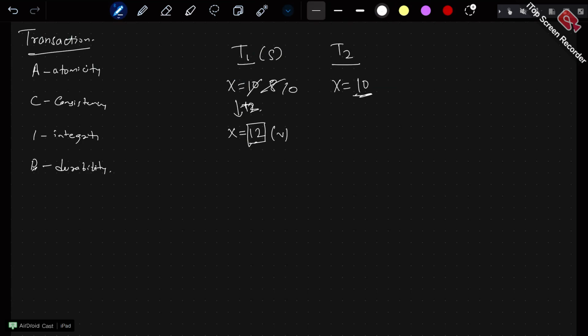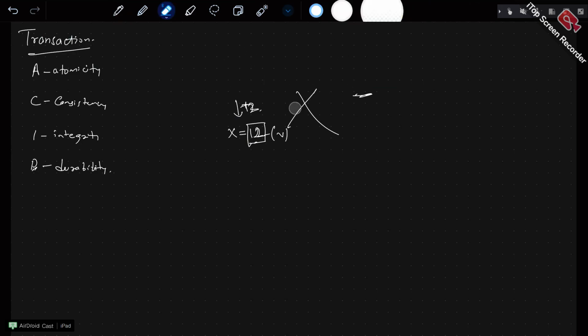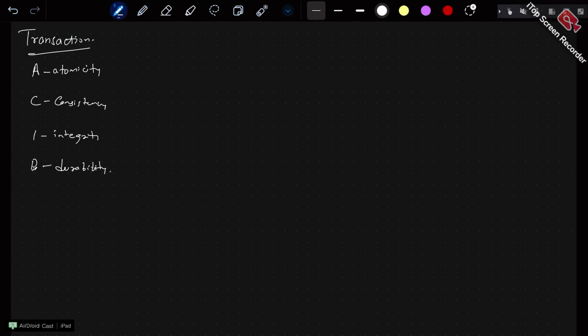Otherwise, if this is again 10, this is maybe 12, then this is not consistent data, right? So consistency should happen. If at any point it thinks that it's not there, it will roll back to its original state. The data should be consistent at each and every point, right? Right. And the next one is integrity. Sorry, not integrity, it was isolation, I forgot.